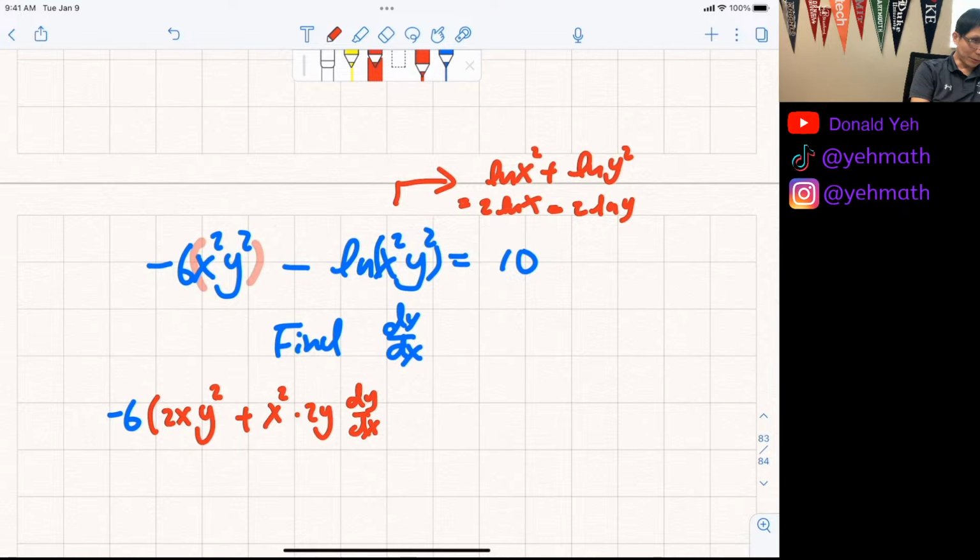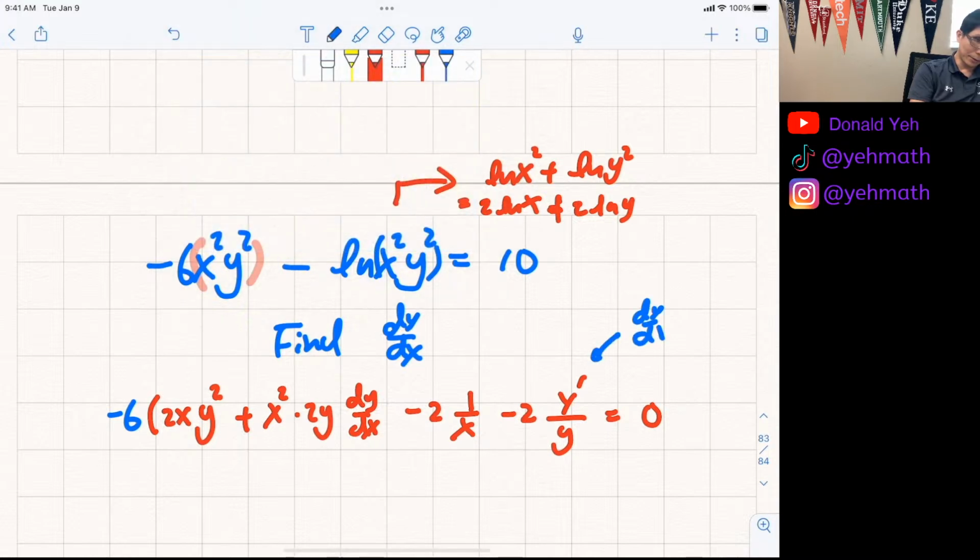Now I'm going to take a derivative of that. It'd be -2 times 1 over x, minus 2 is a plus, -2 times y prime over y, equal to 0. I'm going to change that y prime to dy/dx so that it's easier to recognize. Any question about what I just did? So this is the implicit derivative.